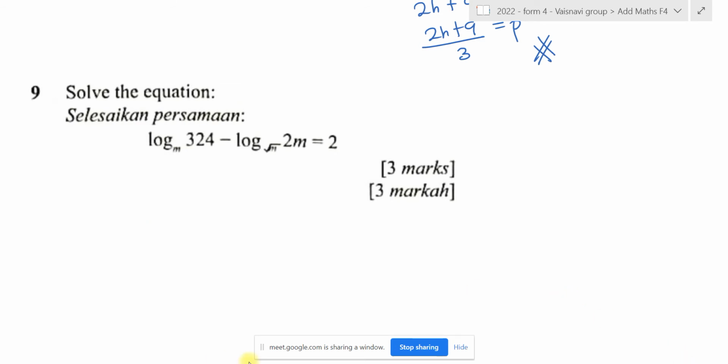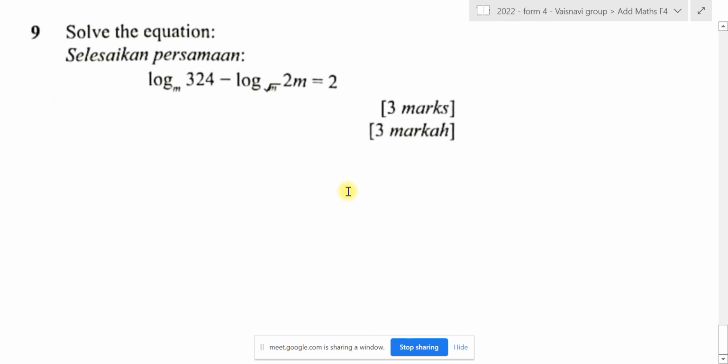Okay, question 9. Solve the equation log base m of 324 minus log base m to the square root of m, and then 2m equals 2. So the first thing we notice here is they are not from the same base.